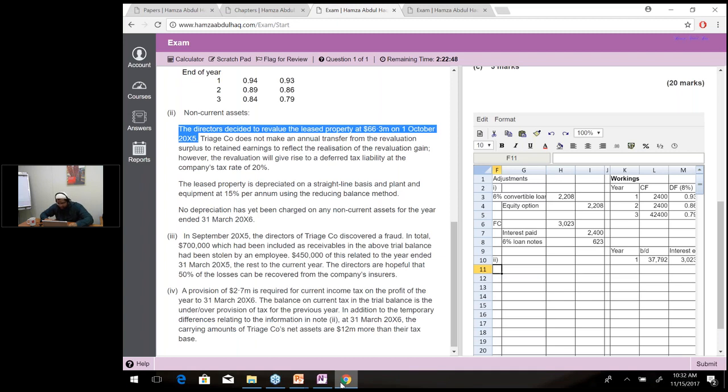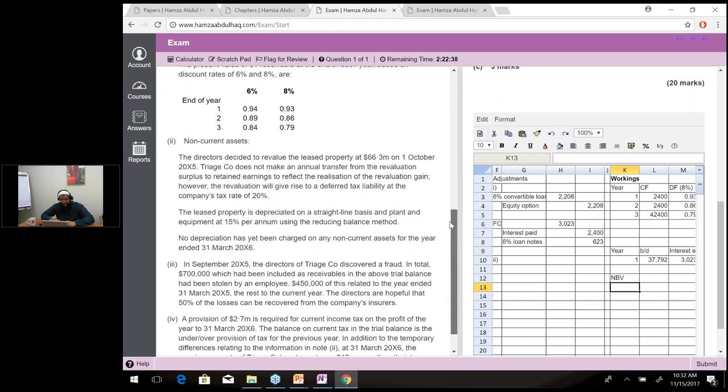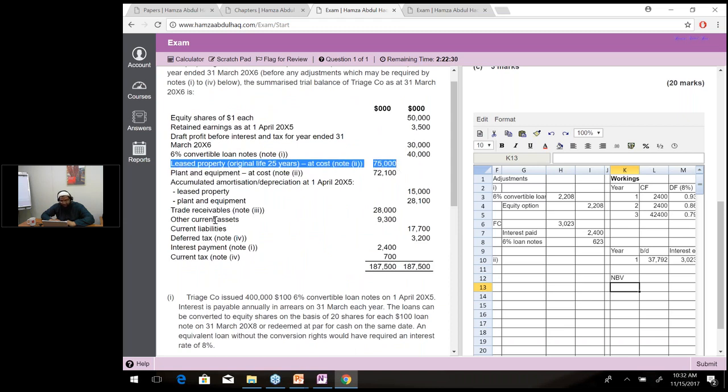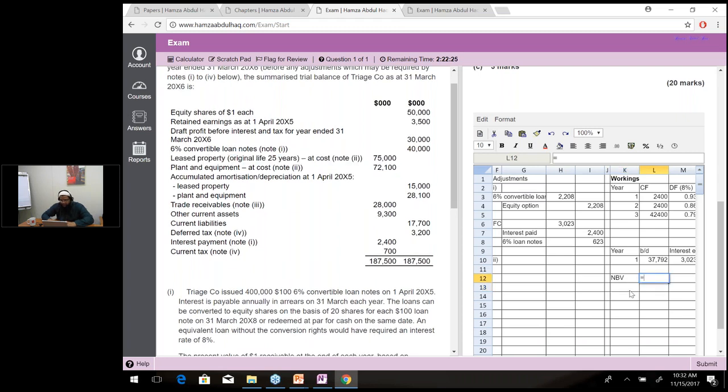So I'm moving towards my working side, and I'm going to write the net book value of the property. If I move towards the trial balance, I would see that the leasehold property was 75,000 originally and has been depreciated by 15,000. So if I write down the net book value, I'm going to say 75,000 minus 15,000. This is the net book value opening. So the property is at 60,000 initially. Then I'm going to depreciate for 6 months.